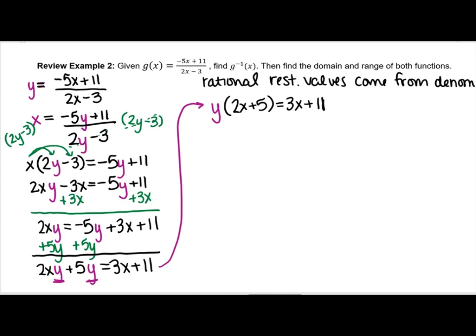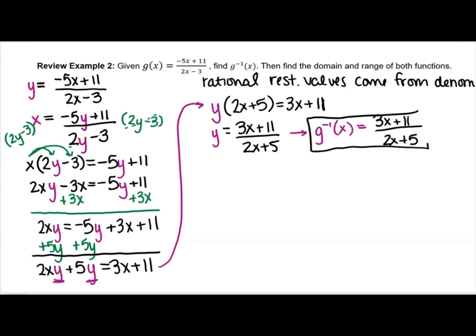Divide both sides by that parenthesis, and we get y is equal to 3x plus 11 all over 2x plus 5, which means that we just found our inverse, which in this case is g inverse of x, is equal to 3x plus 11 all over 2x plus 5. Try circling that without cutting off all my numbers.